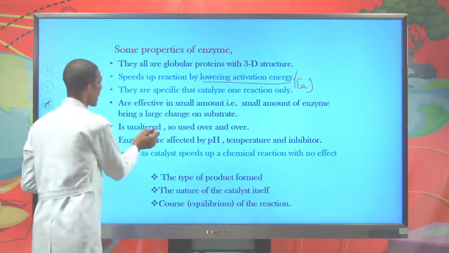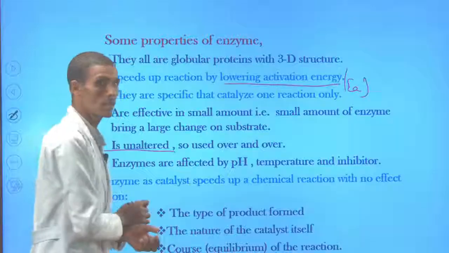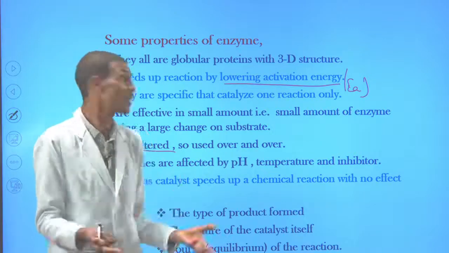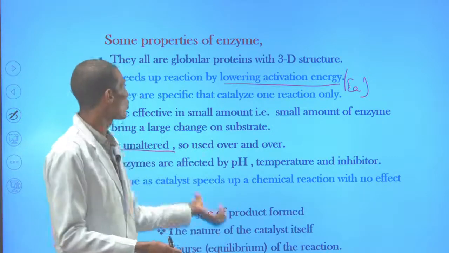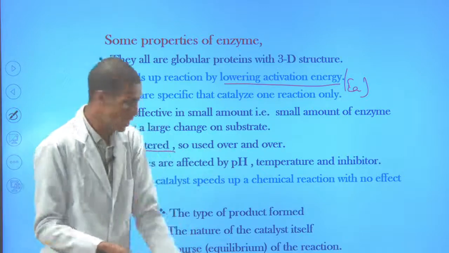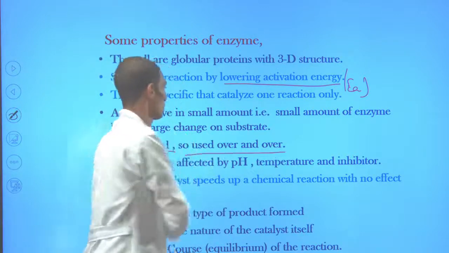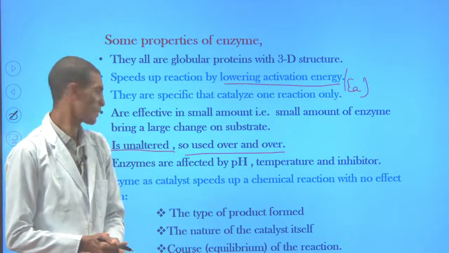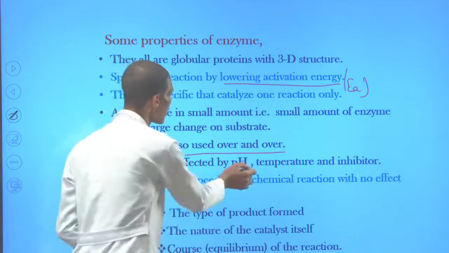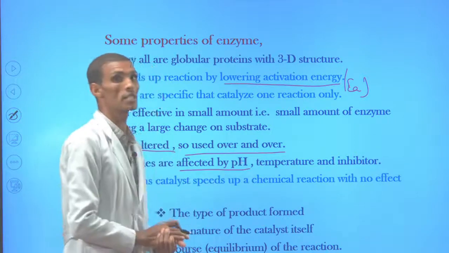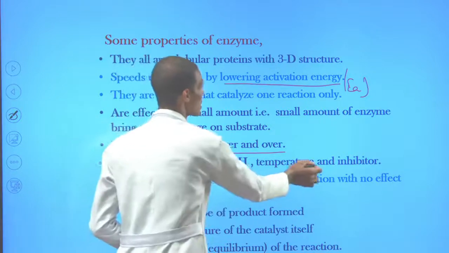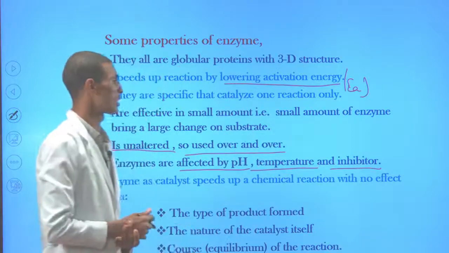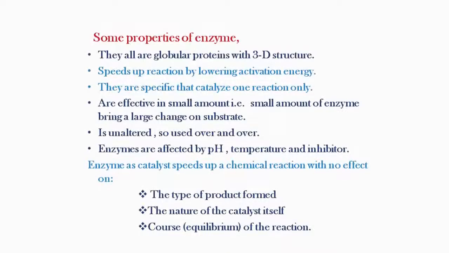Also, enzymes are unaltered. If we add an enzyme to a certain reaction to speed up the rate of the reaction, we can take it again for another reaction. It can be used over and over. Enzyme cannot be altered at the end of the reaction. Also, enzymes may be affected by many factors, like pH, like heat, and like another substance that you call an inhibitor. These are some properties of enzymes.